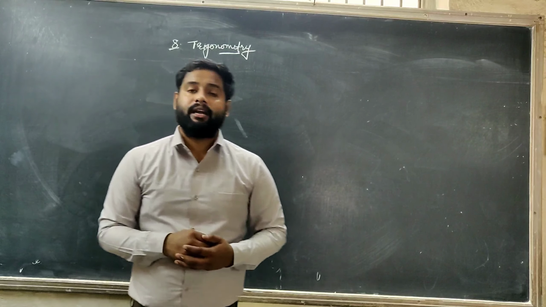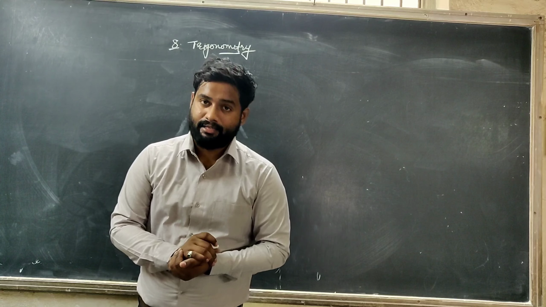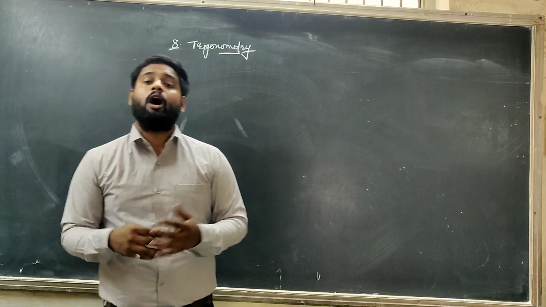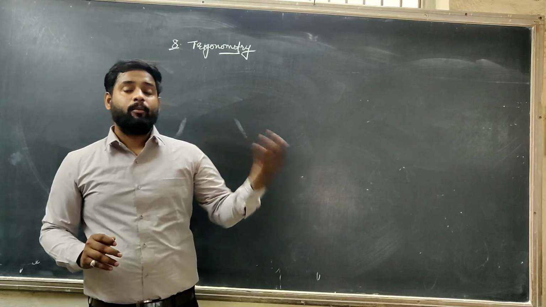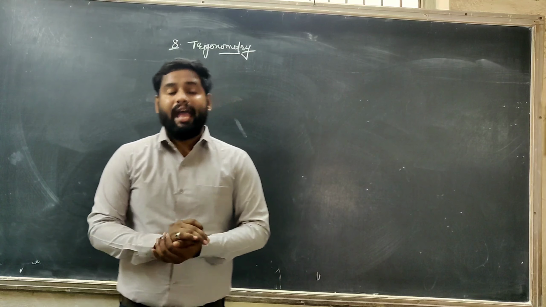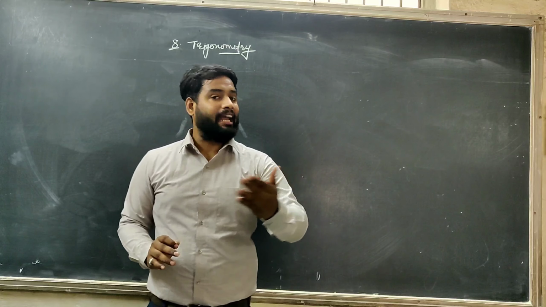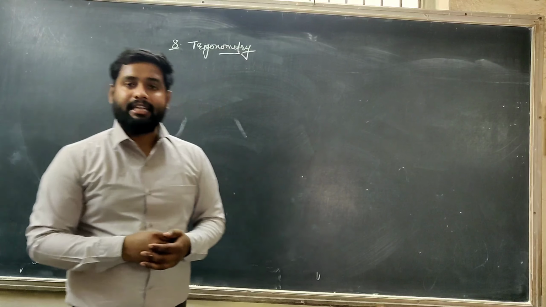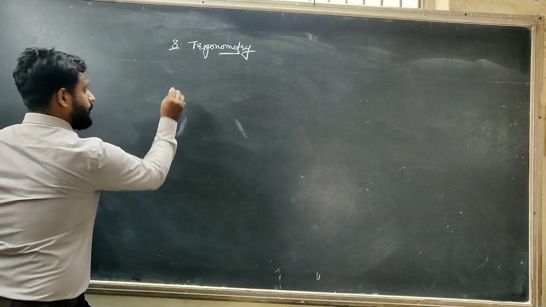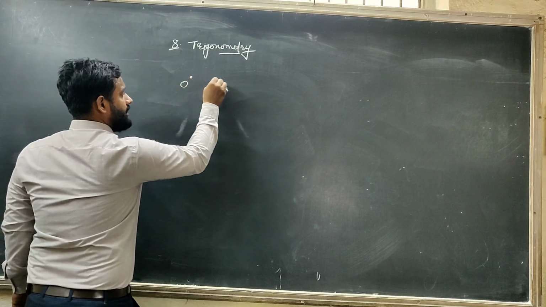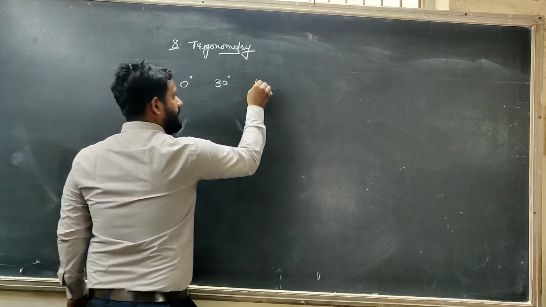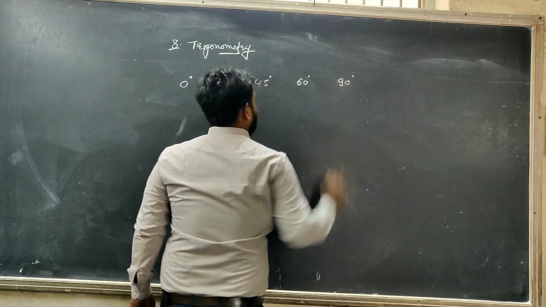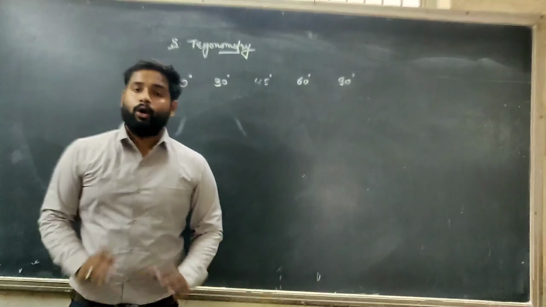Before proceeding towards exercise number 8.2, we need to understand certain angles. Until now, we have learned the basic definition of trigonometry, how many trigonometric ratios there are, trigonometric functions and their opposite pairs, and trigonometric functions in terms of right angle triangles. That is all done. Now, we are going to deal with some angles in the 10th standard: 0 degree, 30 degree, 45 degree, 60 degree, and 90 degree. These 5 angles we are going to deal with.